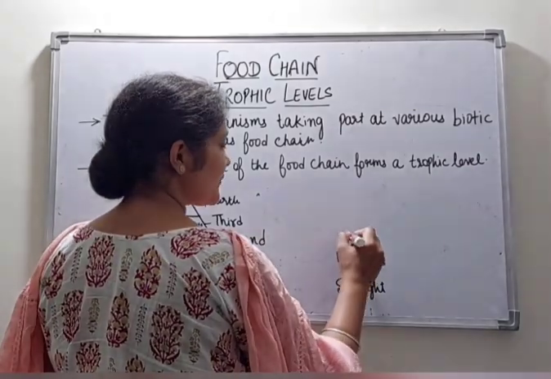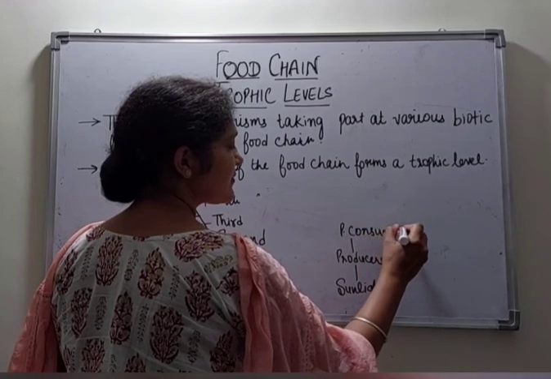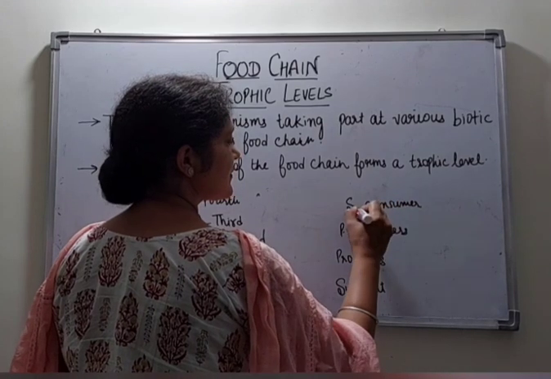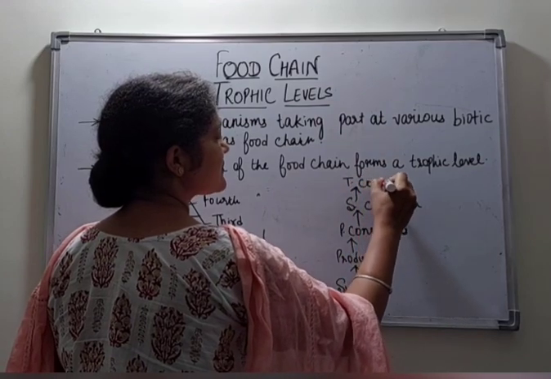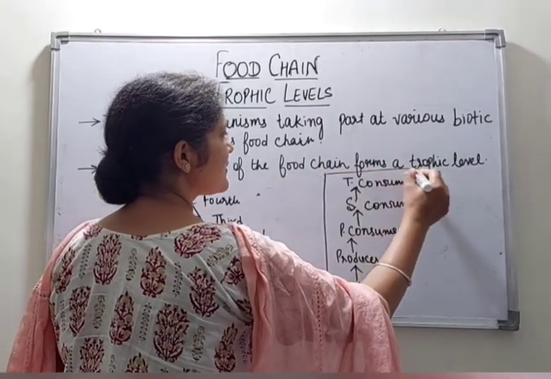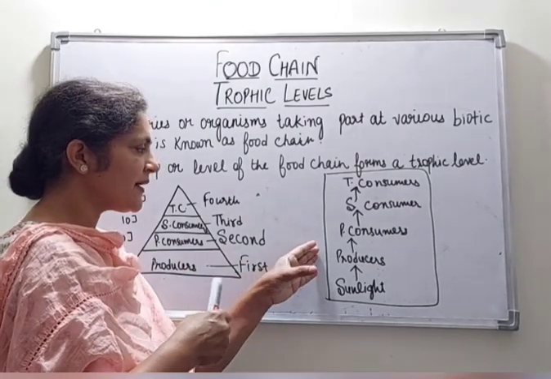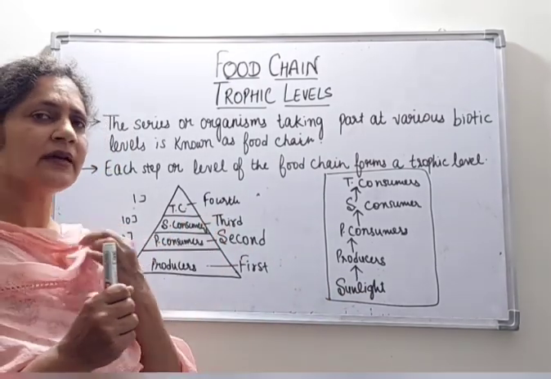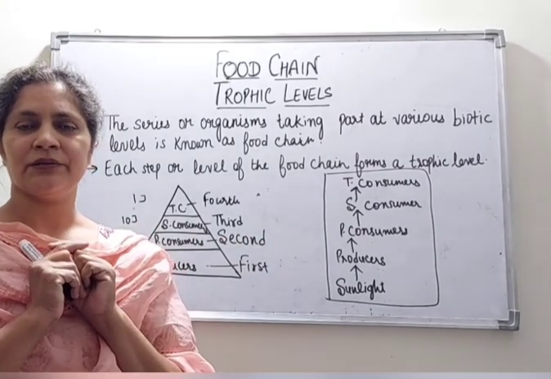Right students? From producers, it will go to the primary consumers, then to the secondary consumers, then to the tertiary consumers. So students, from this chart you can see that energy is unidirectional, right? The energy from sunlight will go to the producers, but it cannot revert back. It is unidirectional. It will be in one direction only.